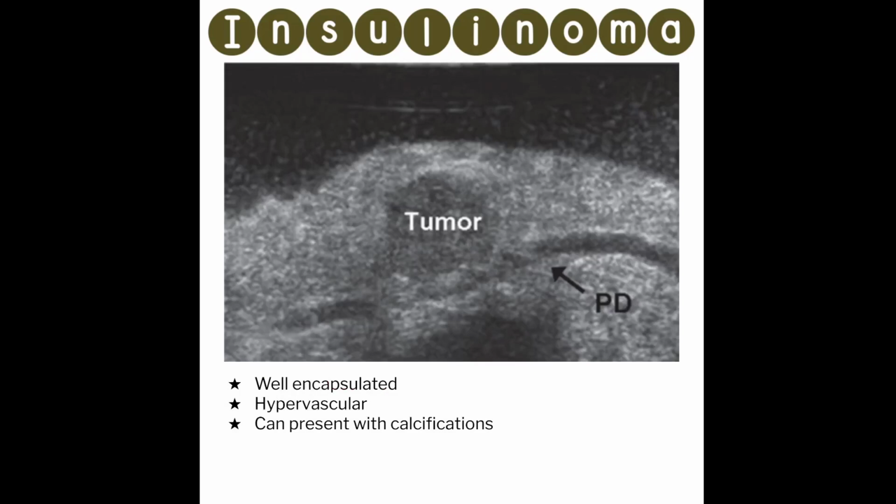On the pancreas then, we will see a well-encapsulated tumor somewhere in the pancreas tissue. If we put color on it, they typically are hypervascular, and they can also present with some calcifications around. So in this image here, we have the pancreatic tissue. We have a well-encapsulated tumor within the pancreas, and we actually have the pancreatic duct, the duct of Wirsung, kind of visible here. Hard to tell if it's actually dilated beyond normal limits.